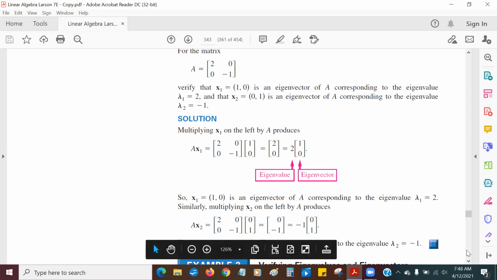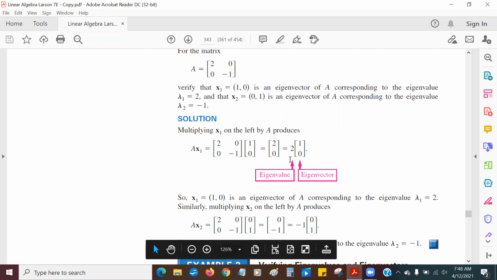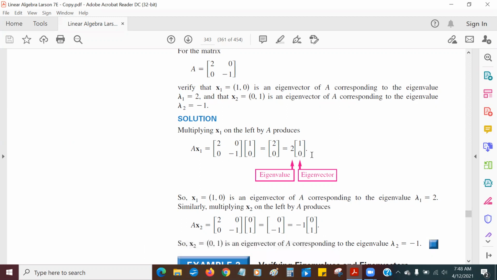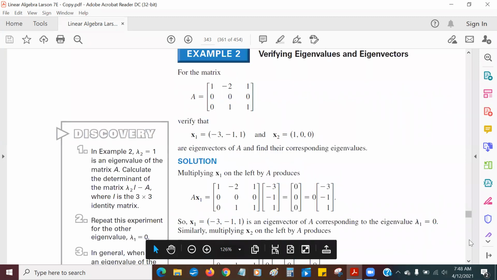So we see here, this would be an example of an eigenvector, and by the way, the vector 2 times 1, 0 goes in the same direction as the original vector, just twice as long. And this one goes in the precise opposite direction. It's the same length, but it goes in the precise opposite direction if you were to graph these. Okay, let's look at another example.